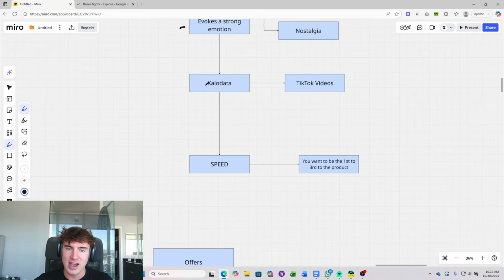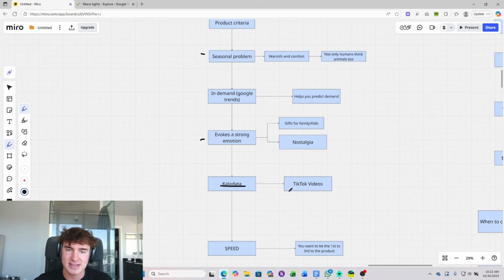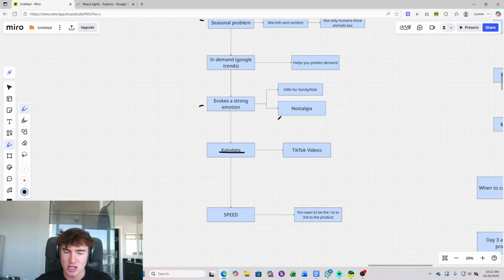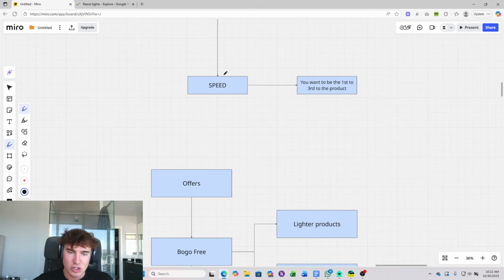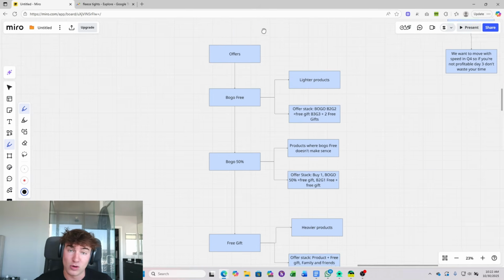So if you find a product on Calidata and it hits these criteria and it is trending on Google Trends, launch that now. You want to be really, really fast with it. So speed is very, very important for this time.